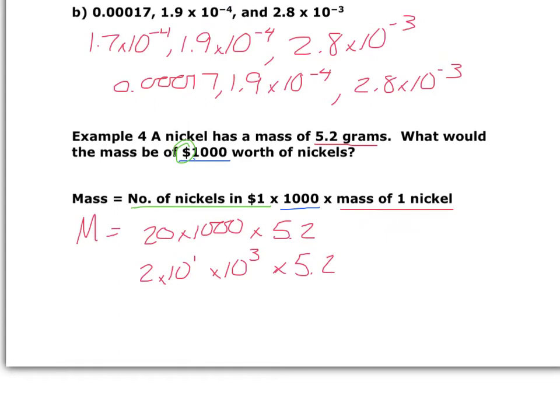Okay, so there's essentially 3 parts to this story problem. We can read it together. I've set it up already, and I'll kind of go through it as I read it. So the example 4 problem says, a nickel has a mass of 5.2 grams. What would the mass of $1,000 worth of nickels be?